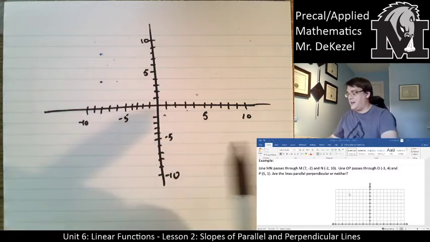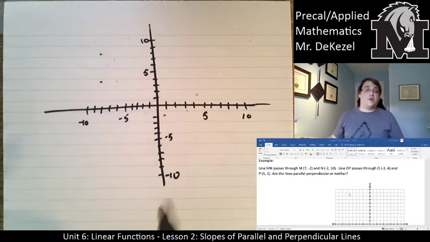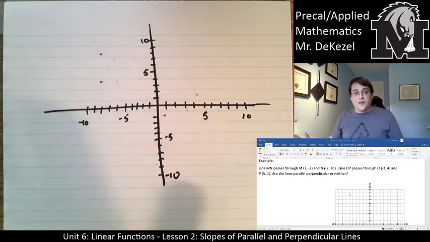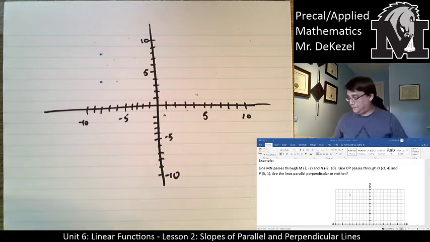Now, I think I drew the lines a little bit different in terms of their spacing. So this is going to be something that's going to happen to you where your drawing may not make it look completely correct. So that's why after we draw it, we're going to go to the actual slopes to find out and confirm. Let's do the line MN first. Let's do it in red.